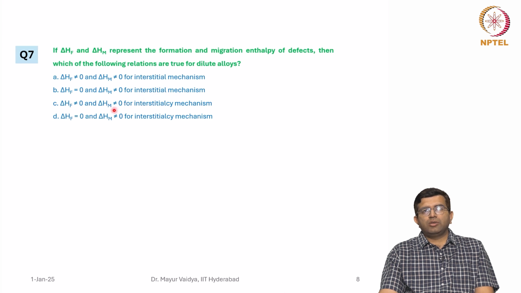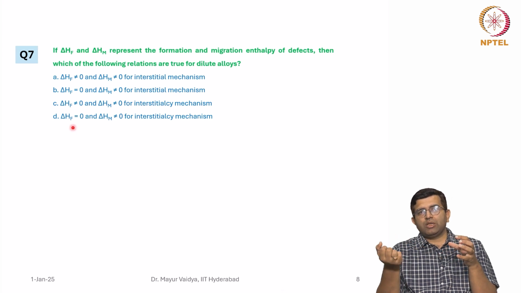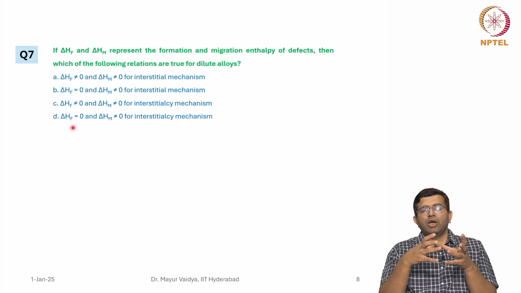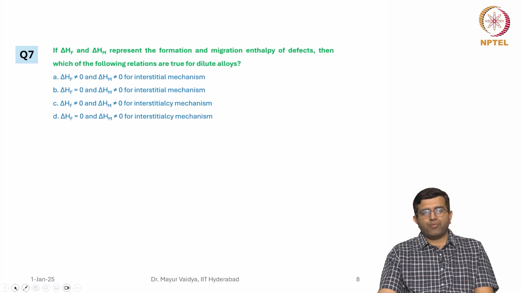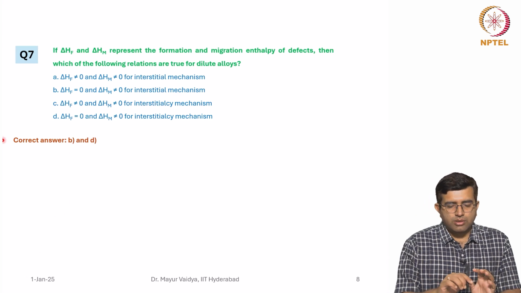Then the third is delta HF not equal to 0 and delta HM not equal to 0 for interstitialcy mechanism. This is correct because you need the atom to be ejected to the interstitial sites, its own interstitial site, which requires a certain energy. In fact, we saw that this energy is more than the vacancy formation energy also. So, therefore, the correct option is C in this case. Here it is wrongly written, it should be B and C.